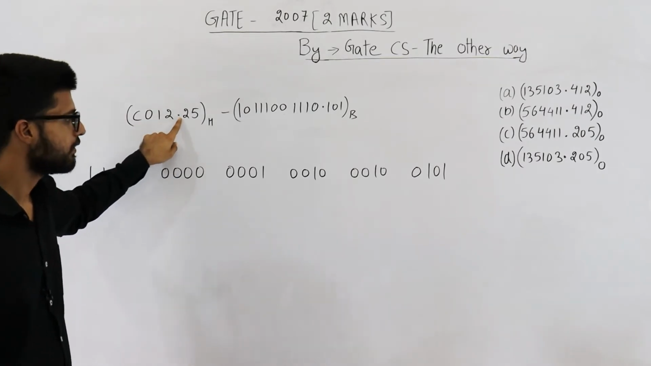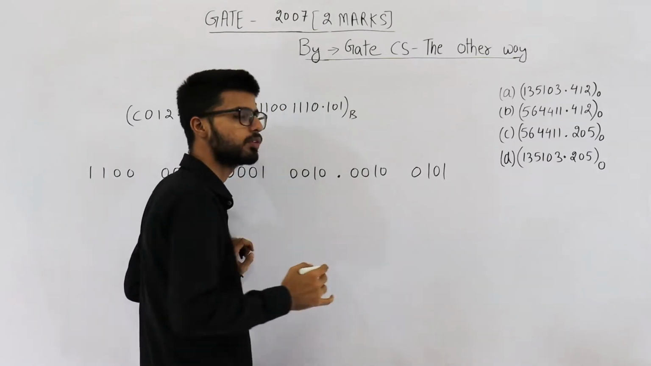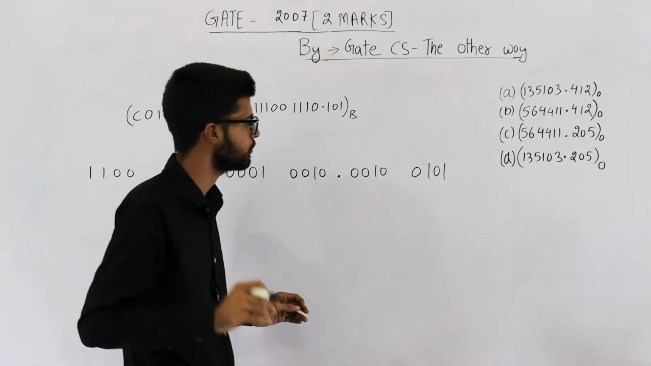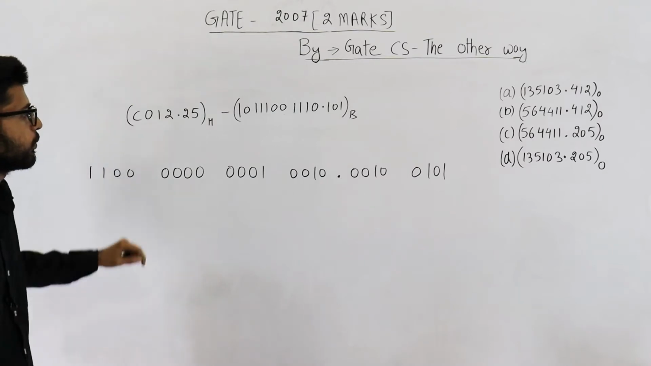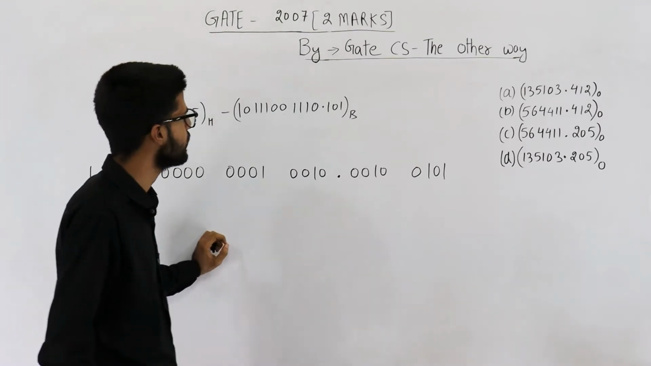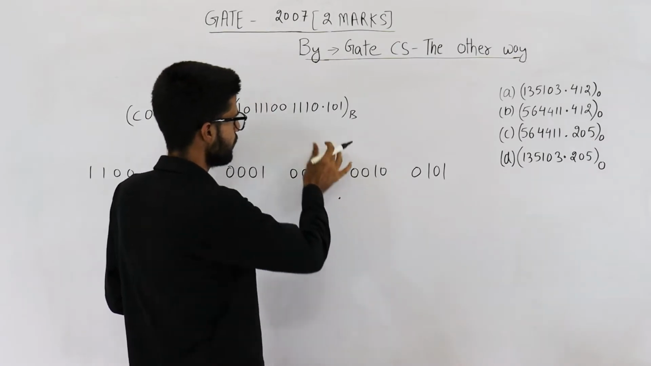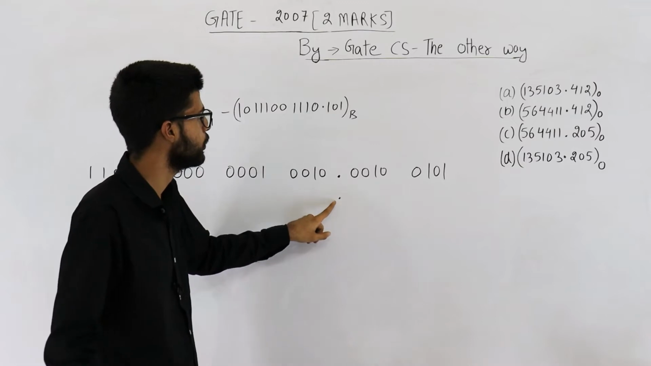Okay, so we have a decimal point here. Actually, it must be called a radix point. Decimal point is only for decimal number system. Here it is a binary point, here it is a hexadecimal point. Okay, in general, this one is a radix point. Now, let's just copy this number properly by aligning the radix point. Okay, we have a radix point here.